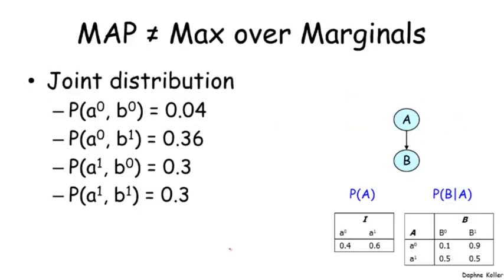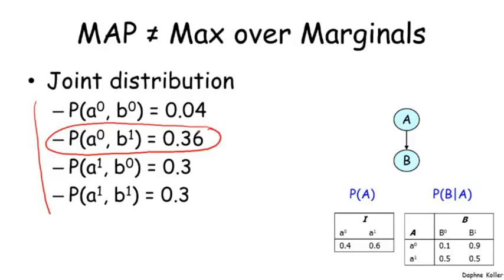Now, an important thing to understand about MAP is that it really is a different problem than conditional probability queries. To understand that, let's look at the following very simple example over just two random variables. Here we have a Bayesian network over the variables A and B, and if you multiply the two CPDs, you get the joint distribution shown over here, and it's fairly immediate to see that the MAP assignment is this one because it has the highest probability.